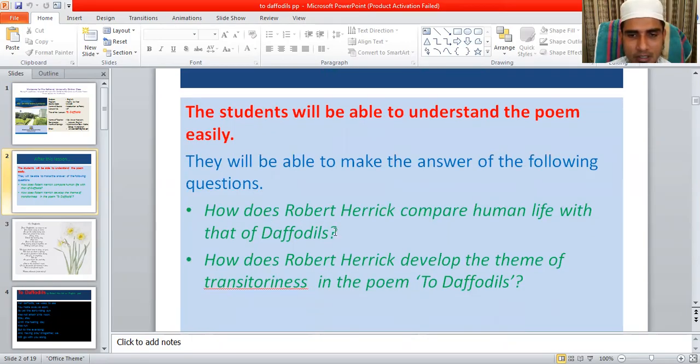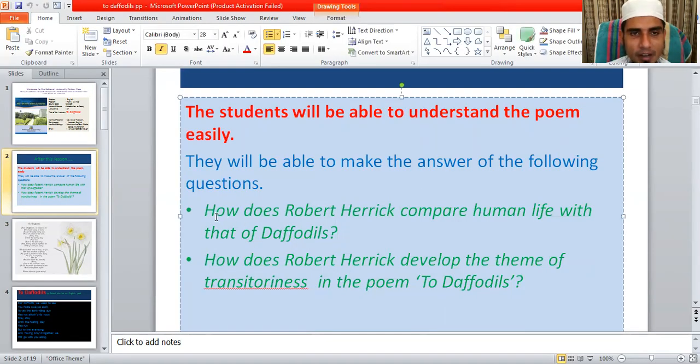So here are the questions. How does Robert Herrick compare human life with that of daffodils? That means in this poem we find a comparison between human beings and the flower daffodils. The poet shows a comparison between the flower and human beings, and the main theme of this comparison is transitoriness.